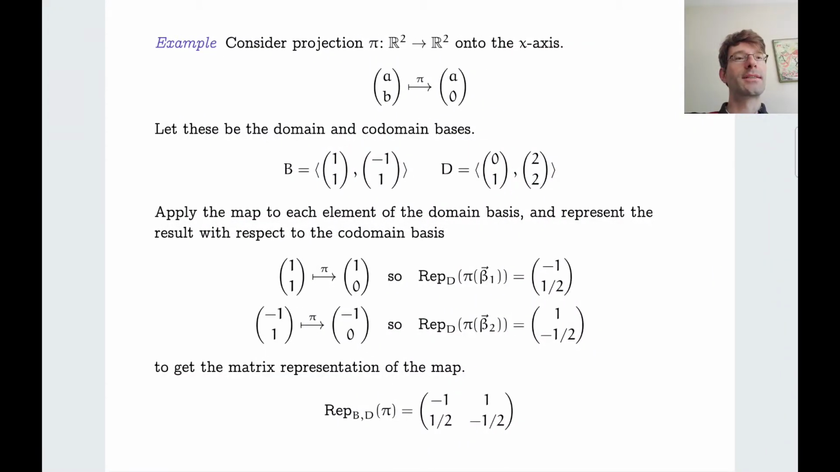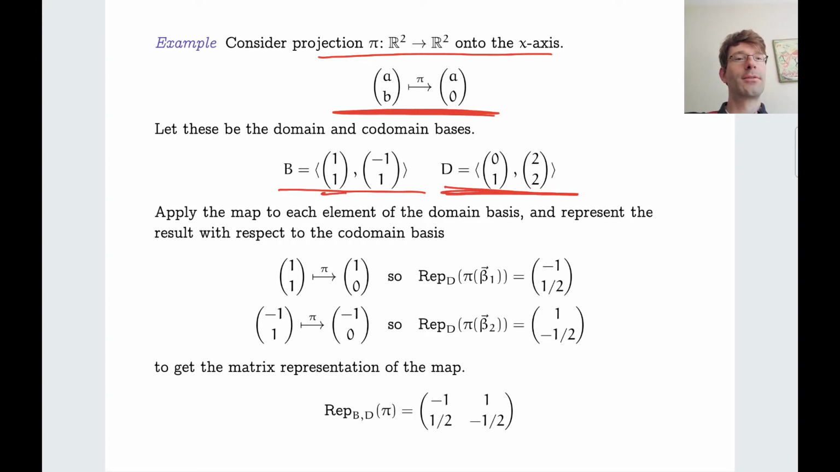Let's look at a few examples. Let's say we consider projection onto the x-axis. That is the map that simply makes the second component 0 and leaves the first component untouched. And let's again fix a fairly unspectacular basis, in fact two bases for R2, two different ones, so that you get sort of the general picture. And then we apply the same program.